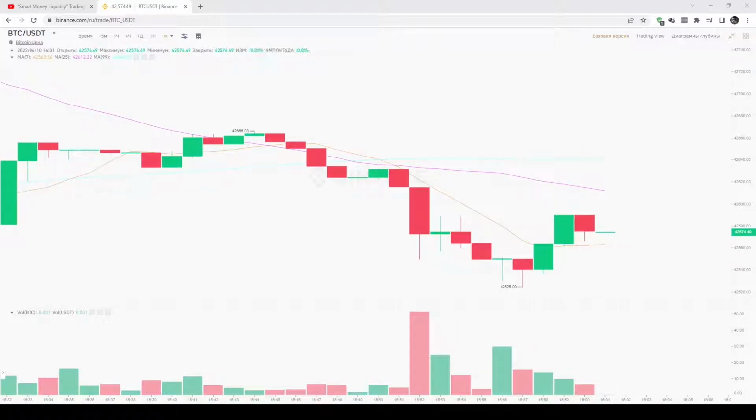This example shows how sellers broke the support level, and the formation of the inside bar pattern after the breakout of this level signals what is happening in the market right now.